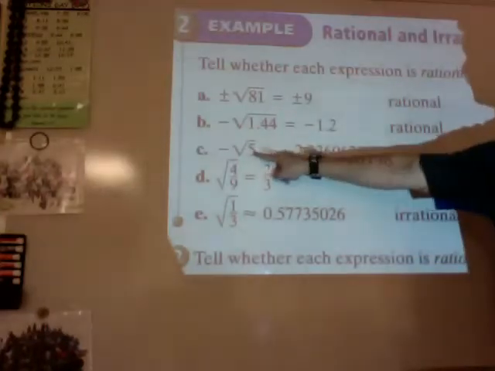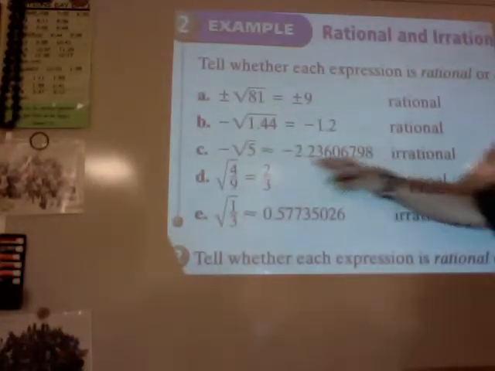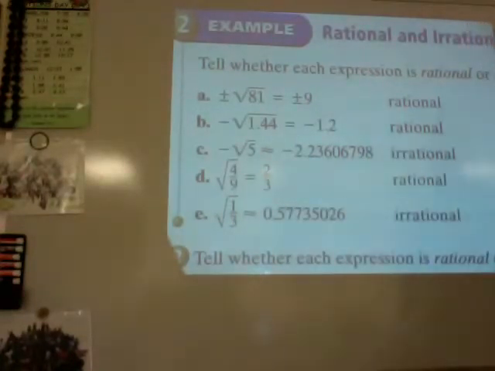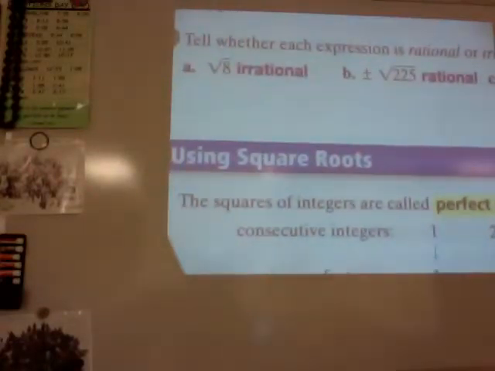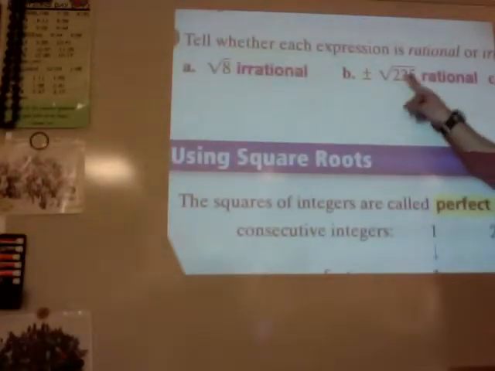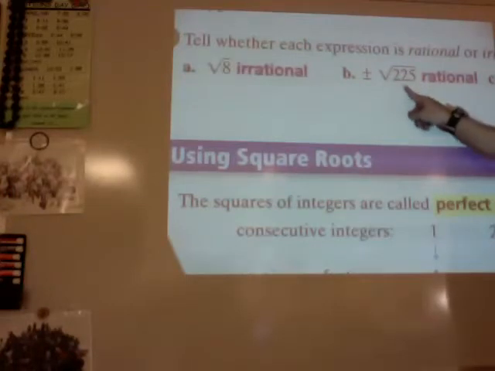If it's not a perfect square, it's going to be irrational. Be careful with the fractions. Both numbers have to be perfect squares. Okay, so here's some examples that they give. Radical 8 is irrational because that's not a perfect square. But radical 225 is rational because you should know the square root of 225 is 15.